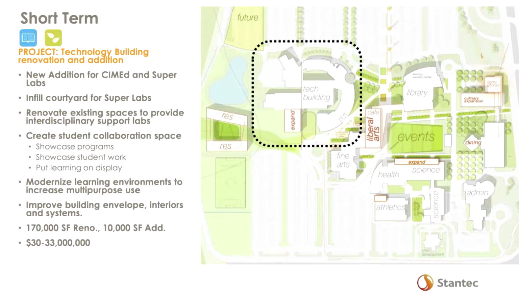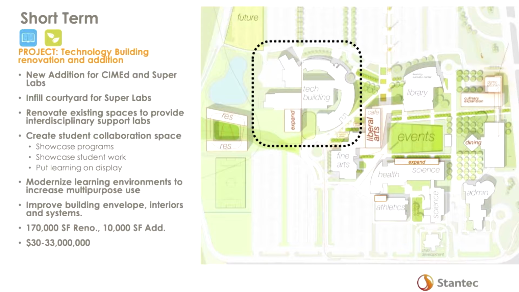Potentially infill one of the courtyards, which is underutilized, to create that space for the super labs. Renovate the existing building. Create collaboration space. That image you saw of the science building where the students were in the corridor, there's no place like that in the tech building. So create those opportunities. Modernize the learning environments. Find ways to make those spaces usable for different things. Improve the building envelope, interiors, and systems.